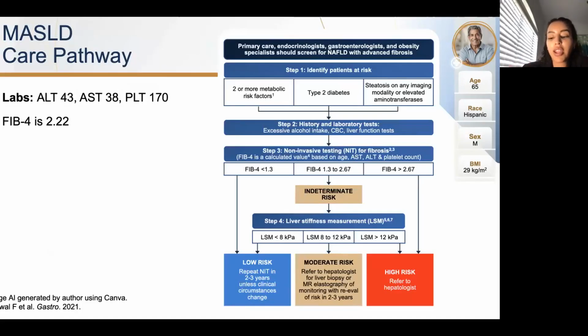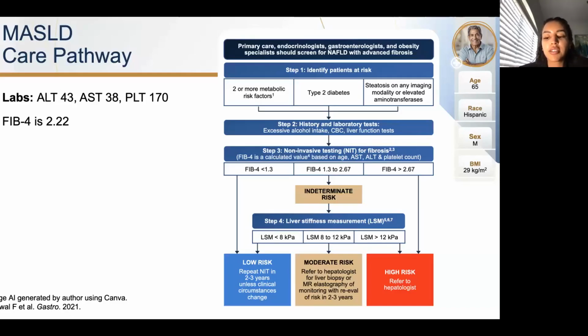And so this is a great flow chart on how we should be assessing these patients, and if we aren't in the hepatology clinic, what we should do with these patients once we have calculated something like the FIB4 or their fibrosis stage. First we need to identify our patients that are at risk. If they have any of these cardiometabolic risk factors, or type 2 diabetes, or a recent ultrasound that shows steatosis, then we want to rule out other possible causes of liver disease.